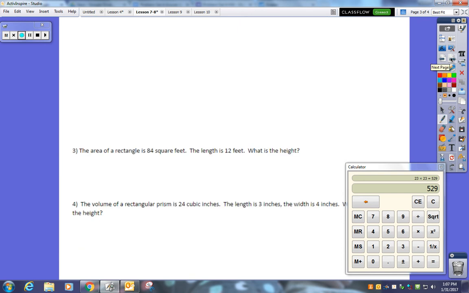Okay, so now the next one is a little different. This one gives us the area of a rectangle as 84 square feet. The length is 12 feet. What is the height? So I'm going to write above here just so I have some more space.